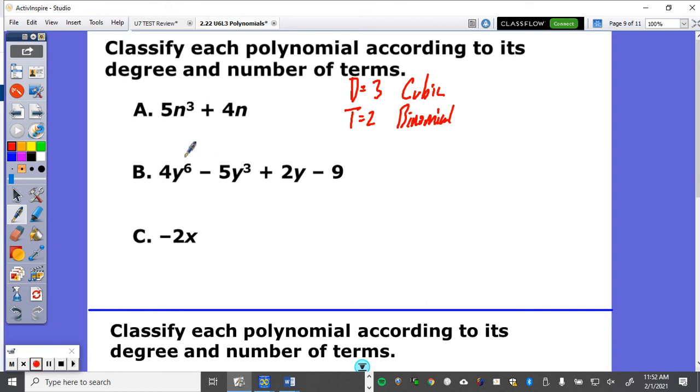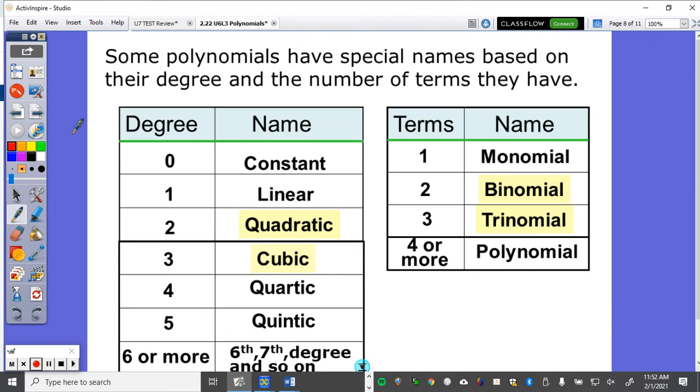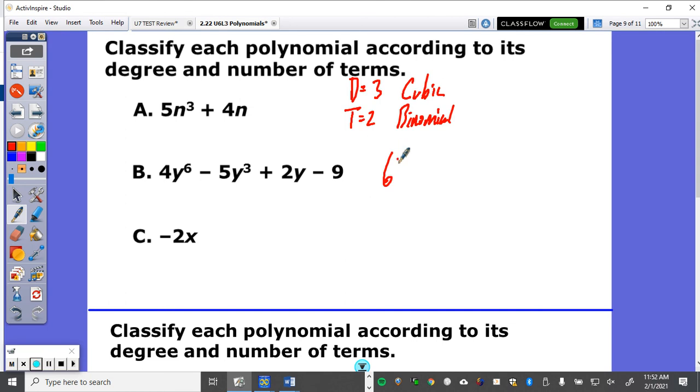Right, so each term. This is one term, this is one term, and so forth. It doesn't matter how many variables are attached to it. Each term is separated by an operation, addition or subtraction. So this one right here, the degree of this whole polynomial is 6. I don't have a name for 6, so I'm going to call this a 6th degree. And it has 4 terms, so we're just going to call this a polynomial.